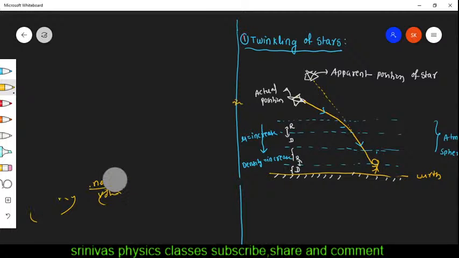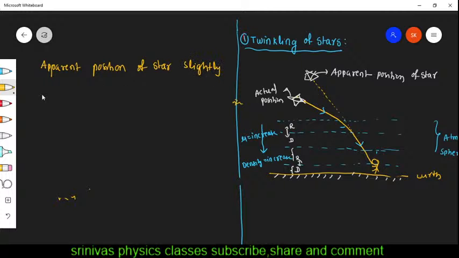Twinkling is the reason why the apparent position of the star is higher than the actual position. So what is it? Apparent position of star slightly above actual position. Slightly above actual position. Why? Because of atmospheric refraction. And why does twinkling of stars occur?